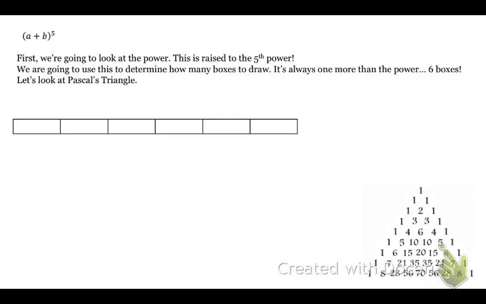Now let's look at Pascal's triangle. I'm going to go to the 5th row. The fifth row is the row with 5 as the second number. That's the easiest way to remember the rows. Like the fourth row is 4 as the second number. The eighth row is 8 as the second number. The fifth row is 5 as the second number.